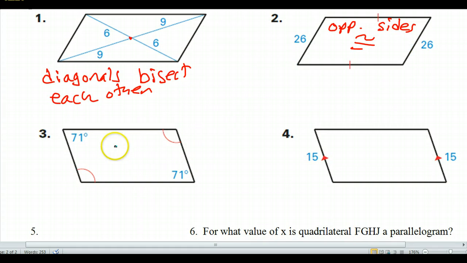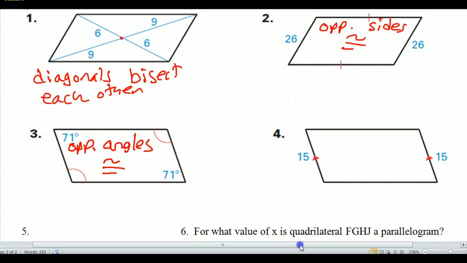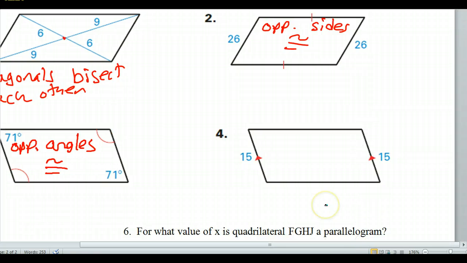Look at number 3. Why do I know that number 3 is a parallelogram? Because opposite angles are congruent. Okay, now number 4 is the new one that was a little bit hard to understand, but why do I know that number 4 is a parallelogram?